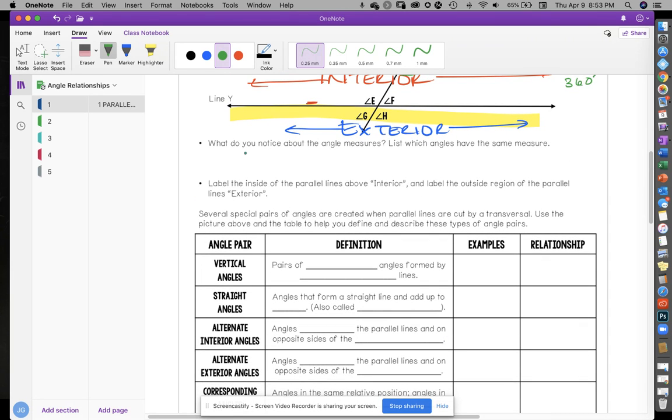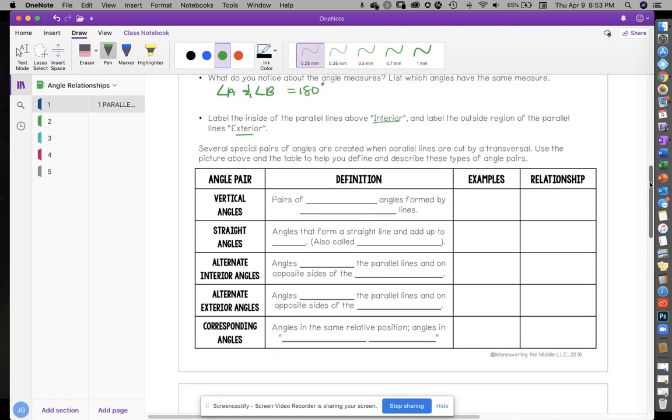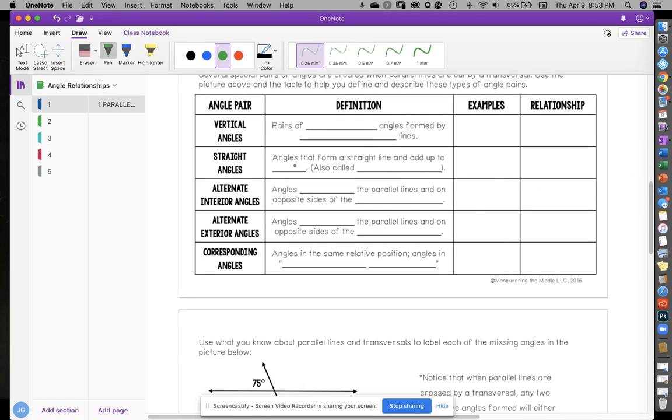So what do you notice? You're just going to say that angle A and angle B would equal 180 degrees, and so on. You can list all these different things here. But let's get down to the rules here. We already labeled our interior and exterior, so we're good on that part. So let's get down to some rules and definitions.